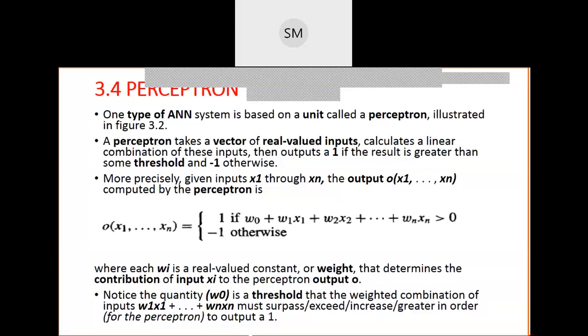Let us go to the next topic, that is the perceptron. A very, very important topic from the exam point of view. Just remember one thing in your mind: the perceptron is one type of artificial neural network, that's all. It is the most commonly used type, so we can say the perceptron is nothing but an artificial neural network. From now onwards, wherever I use the word perceptron, you can just imagine it as an artificial neural network.